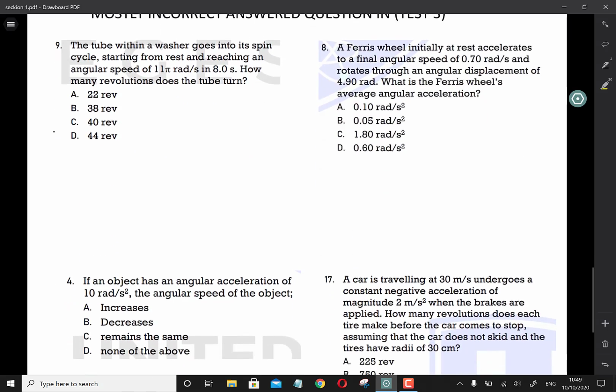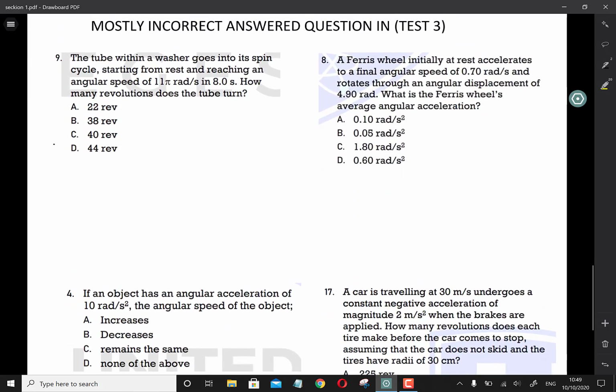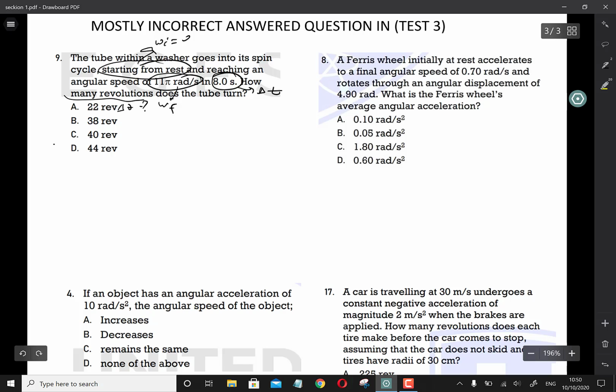And for test 3, there are 4 questions which are mostly answered incorrectly. One of them is question number 9. The tub within a washer goes into its spin cycle starting from rest, which means initial angular speed is 0, and reaching an angular speed of 11 pi radian, so 11 pi radian is the omega final, in 8 seconds, so delta t. How many revolutions does the tub turn? The question asks for delta theta in revolutions. So we are going to use the second kinematic equation, 1/2 times omega initial plus omega final multiplied by delta t.